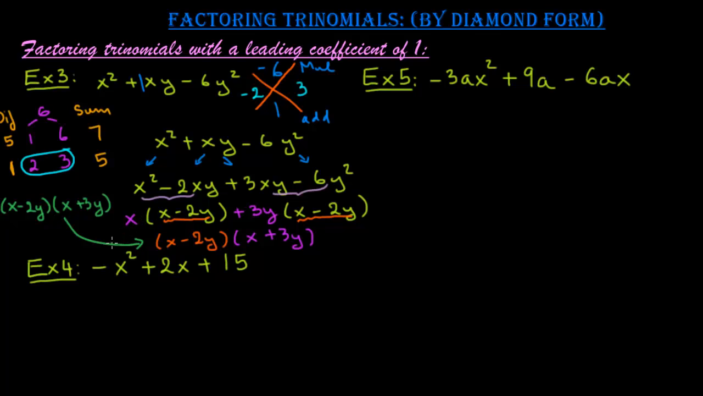Alright, so that's a new idea. Now let's go over example 4. In example 4 we have -x squared plus 2x plus 15.